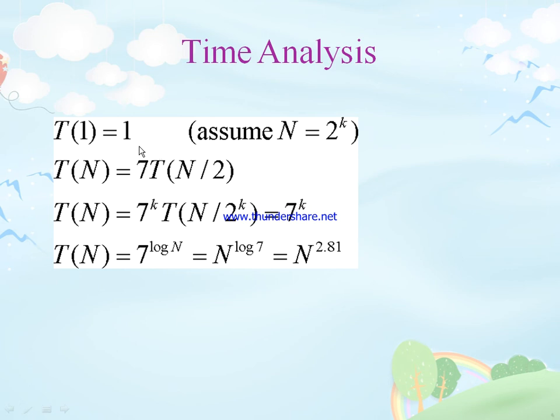So T of 1 equals 1, time analysis. Assume n is equal to 2 power k. T of n equal to 7T(n by 2), so T of n equal to 7 power k, T of n by 2 power k, when n is greater than 2. So T of n equal to n power log 7 base 2, which equals n power 2.8. So this is Strassen's matrix multiplication, which is always taking less time complexity than the normal matrix multiplication.